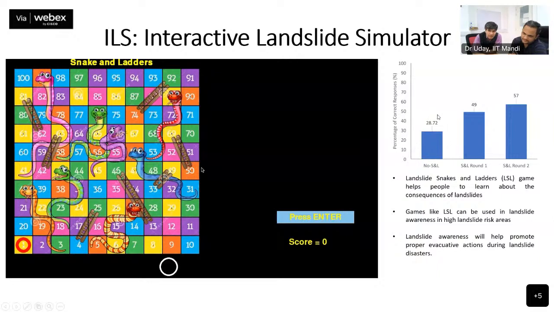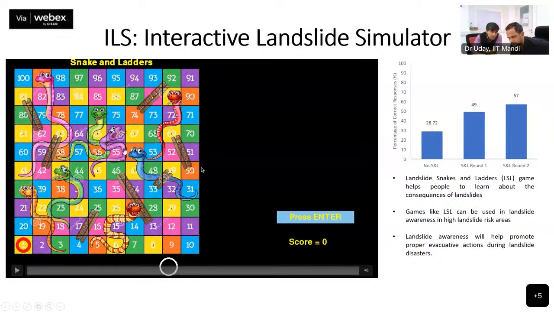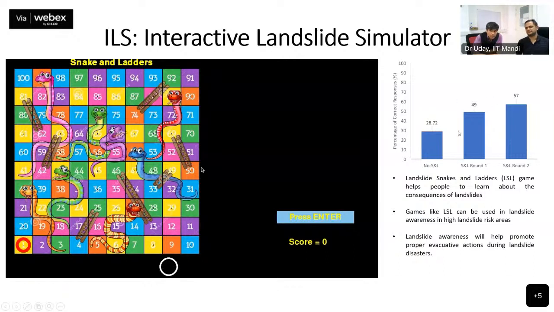We had two conditions. One where there was no snakes and ladder game. We just did a survey and the response rate is close to 30%. So people just get passing marks on these questions, which may be important for understanding landslides. However, when we make the people play one round, and remember, snakes and ladder is a non-deterministic game, meaning that if you do not reach 100, it keeps going on and on. So if you make the people play one time where they are able to end the game, this response rate increases to 49%. And if you make them play a second time, it goes to 57, close to 60%.